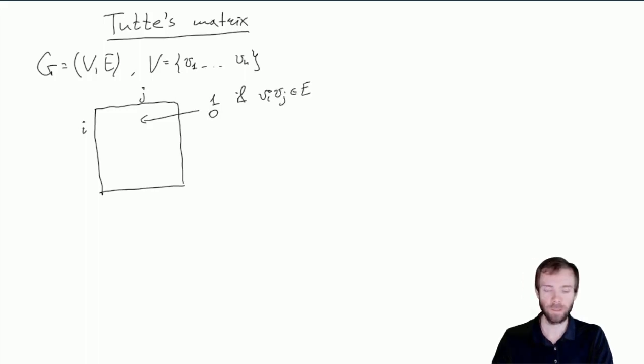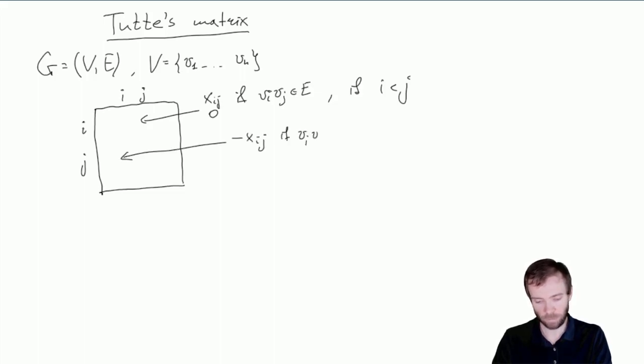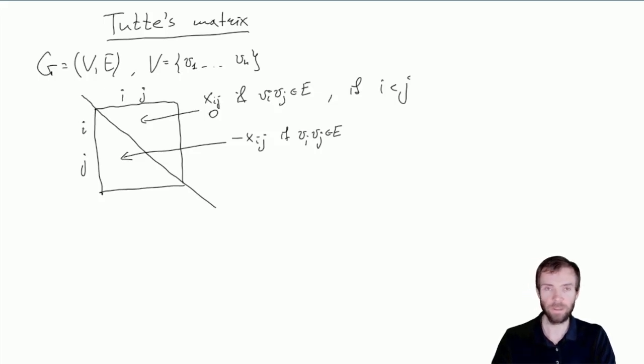to vj. In Tutte's matrix, we would put xij here just as in Edmonds matrix, but if i is less than j. And we have a symmetric position in the row j and column i. And in this position, we would put minus xij if vi and vj are adjacent. So we see that this matrix is skew-symmetric. If we take its main diagonal, then the entries on both sides of this diagonal are negatives of one another. The transpose of the matrix is minus the matrix itself.